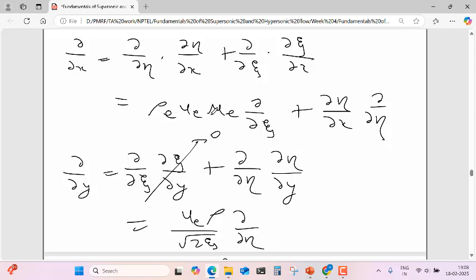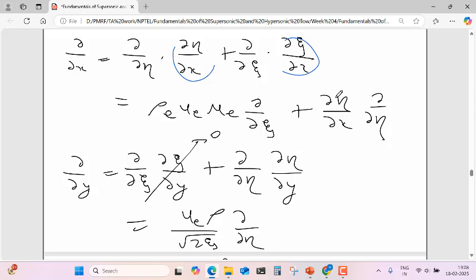From the partial differential relation, ∂/∂x can be given by ∂/∂eta into ∂eta/∂x plus ∂/∂xi into ∂xi/∂x. ∂eta/∂x and ∂xi/∂x we found before, it was rho_e u_e mu_e, ∂/∂xi plus ∂eta/∂x into ∂/∂eta.